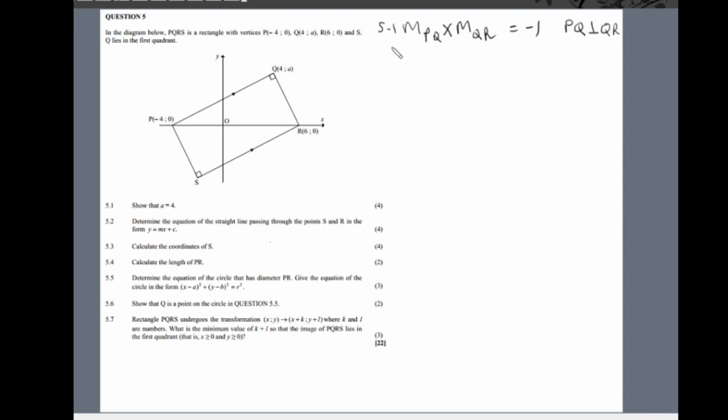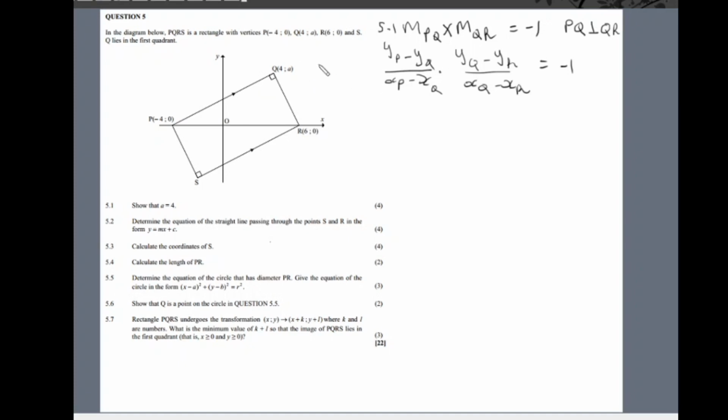So the gradient of PQ, we're gonna take y at P minus y at Q divided by x at P minus x at Q, right, multiplied by the gradient of QR. We're going to take y at Q minus y at R divided by x at Q minus x at R, right? And this should be equal to -1 because the two lines are perpendicular, right?